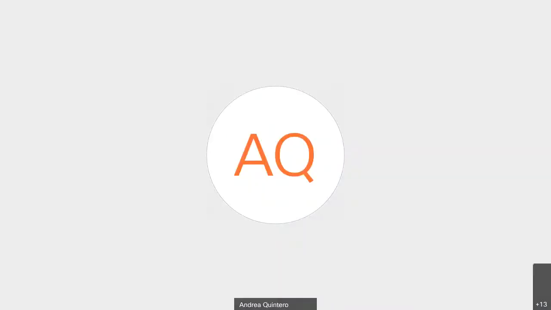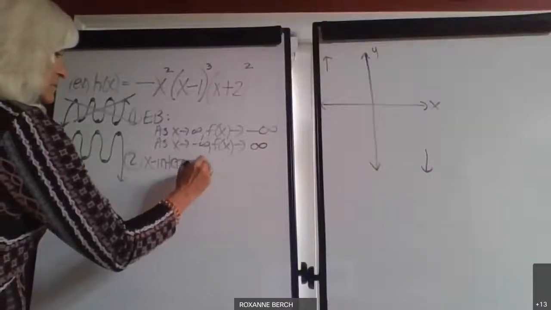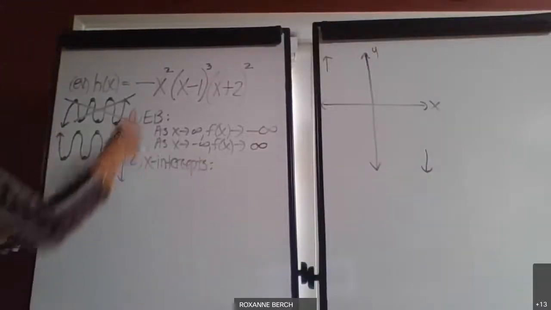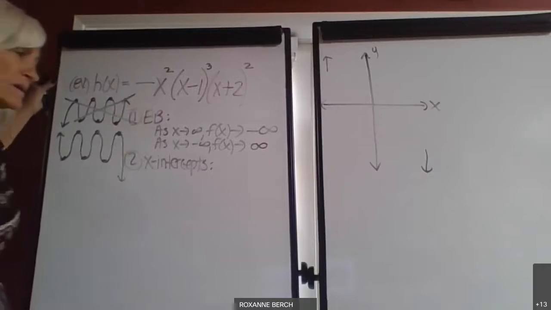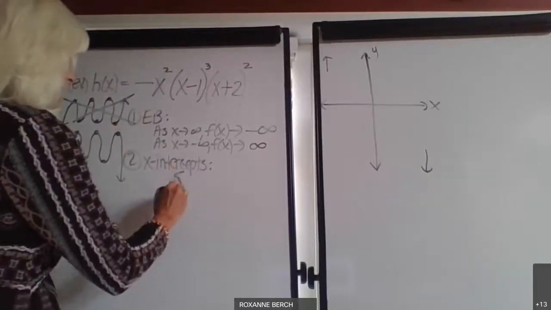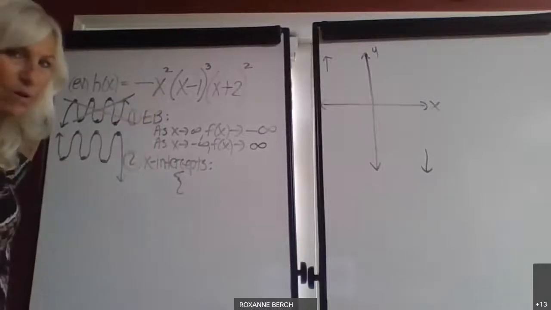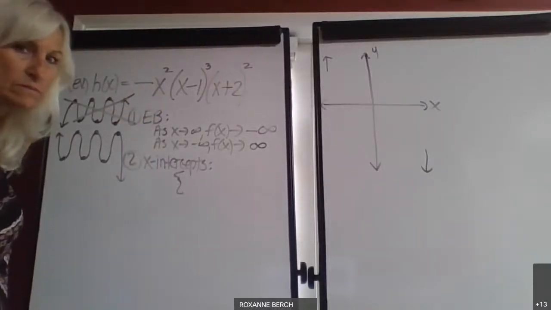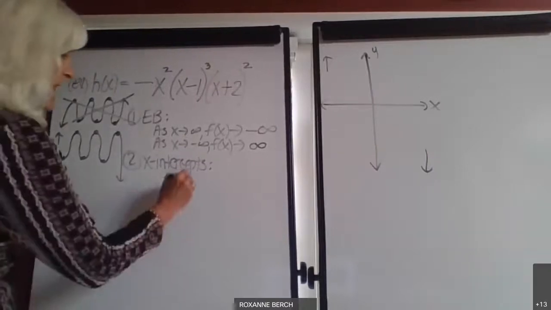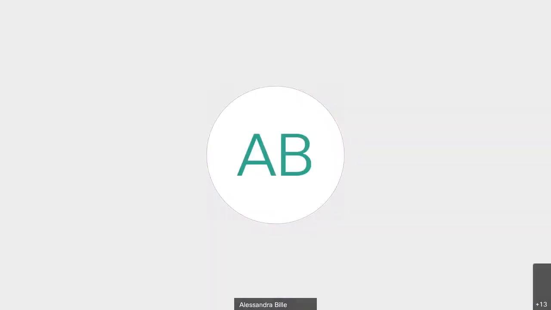All right. So what are the x-intercepts? What are the roots? What are the solutions? What are the answers? I don't know. What makes that 0? This is x times x, right? What makes x 0? 0. How many are there? There's 2. Because of the power. Okay.